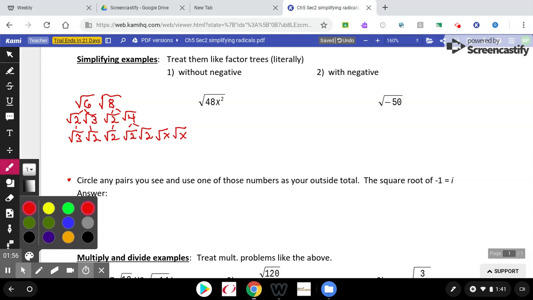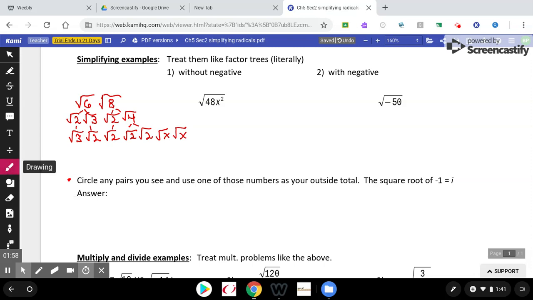So hopefully you remember that the deal was when you got to the bottom of the factor tree that you wanted to circle some pairs. So I see a pair of 2's, I see another pair of 2's, and I see a pair of x's. So all we're going to do here is what we've done in the past, which is to say every time you get a circled pair, you write one of those guys on the outside of the square root. So there's that one.